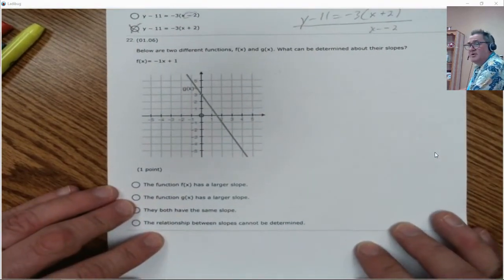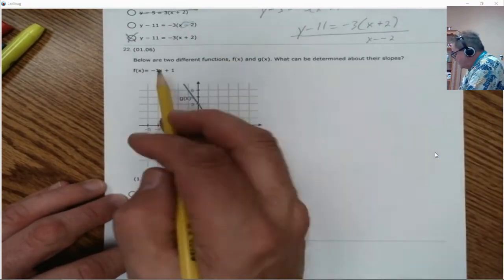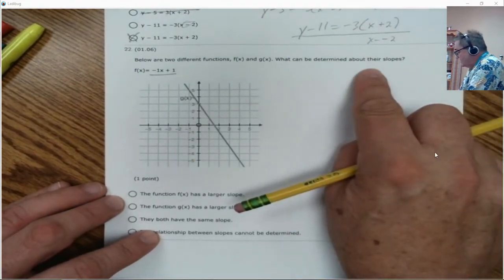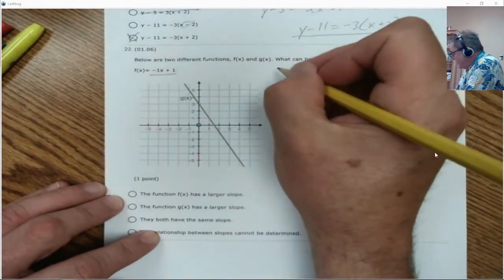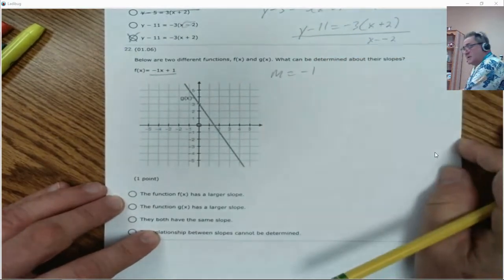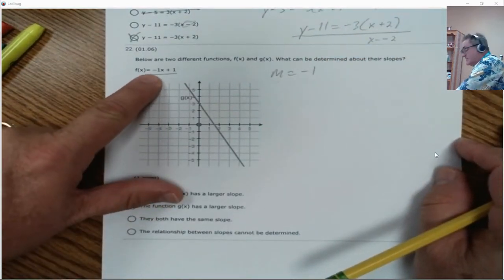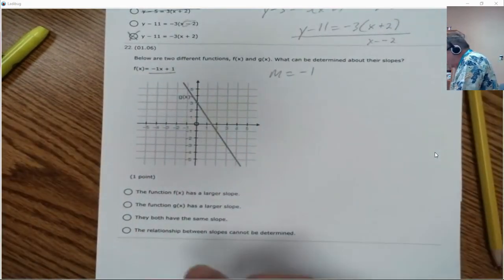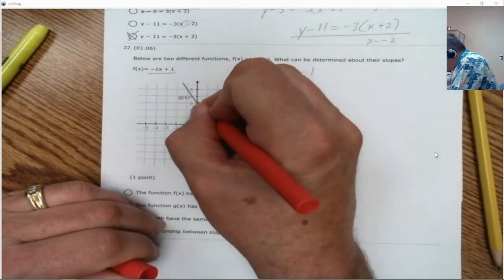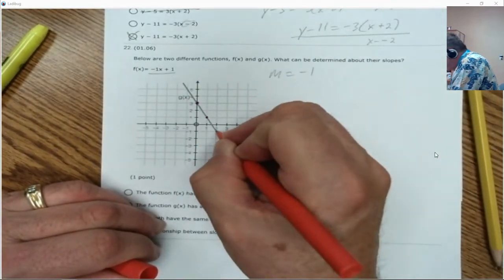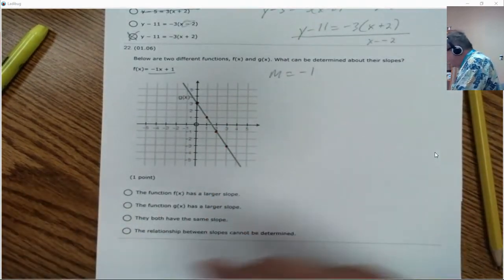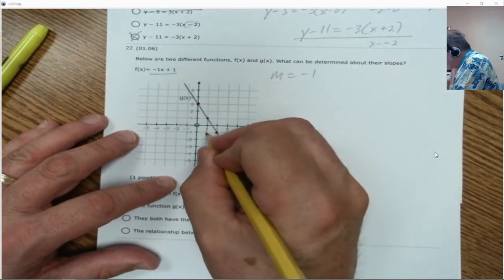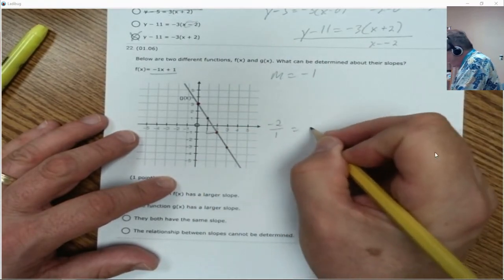All right, number 22. Below are 2 different functions, f of x, which is right here, and g of x is on the graph. What can be determined about their slopes? Well, this is in slope-intercept, so the slope here is -1 because that's what it has right there in front of the x. That is the m, right? What's the slope here? Again, any place that it goes through a point. There's a place that goes through a point, goes through that point, that point, that point. Rise over 1. How much does it rise? Well, it goes down 2. How much does it run? 1. So it's the same as the last one we had, -2. So this is the slope of -2.